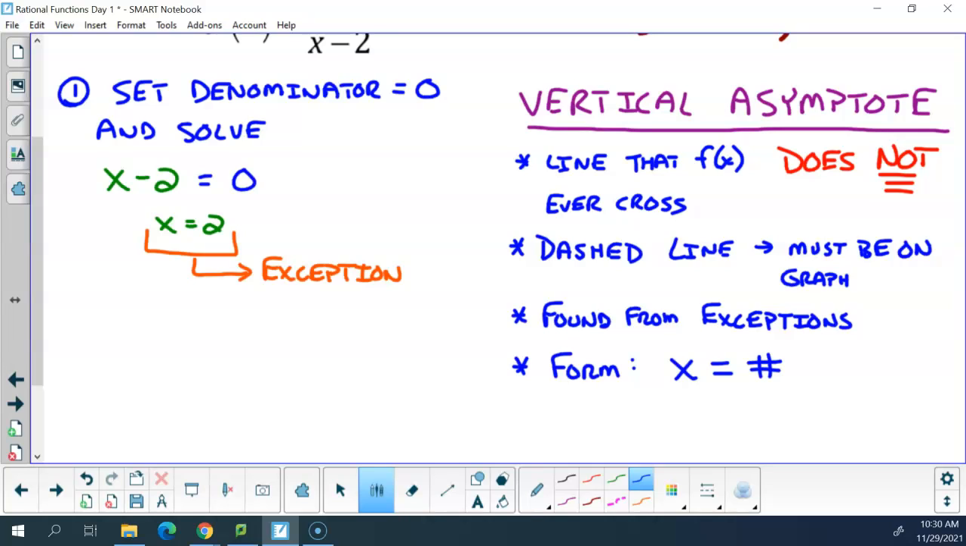Okay? Now, the kicker is there can be more than one. We'll have graphs later on this week that have more than one vertical. Okay?